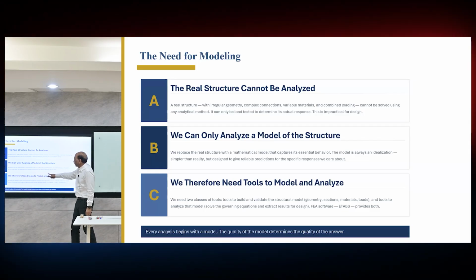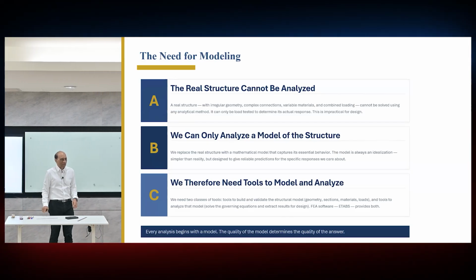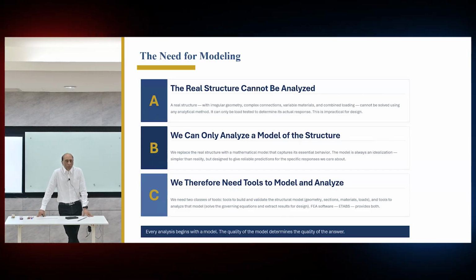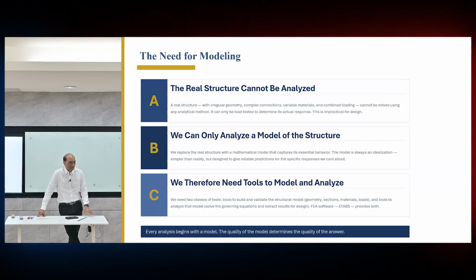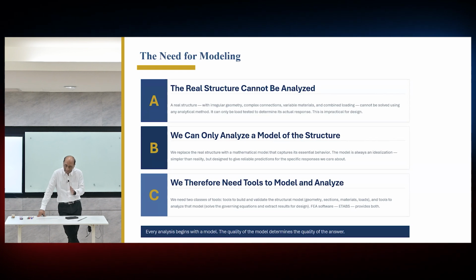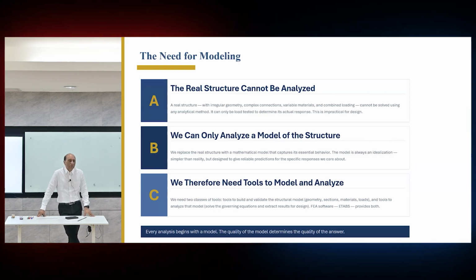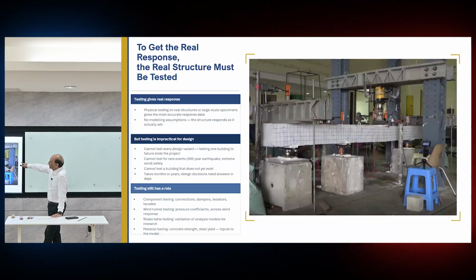So once we have that model, we can only analyze a model of the structure. And we therefore need tools to model and analyze the structure. So we need two tools now. One tool to model and one tool to analyze that model. Two separate tools. Although they are often considered the same, we have to think of them as two separate tools combined together.